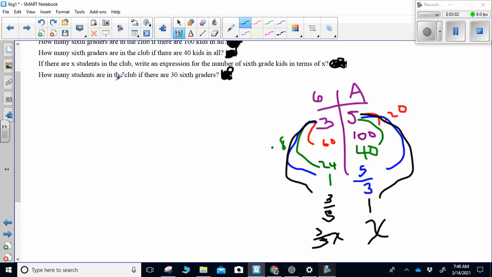And then the final question, how many students are in the club if there are 30 6th graders? So I'm going to put the 30 here. And 3 times what is 30? Times 10. So I multiply this by 10, and it would be 50.